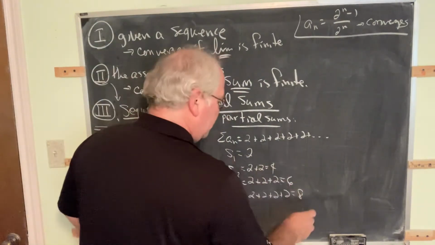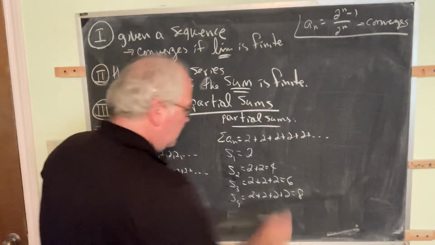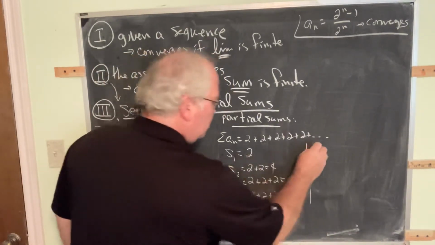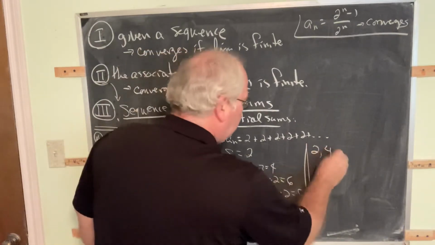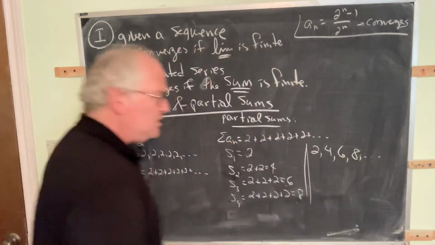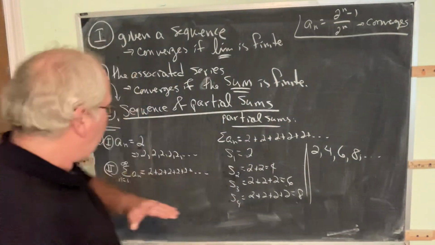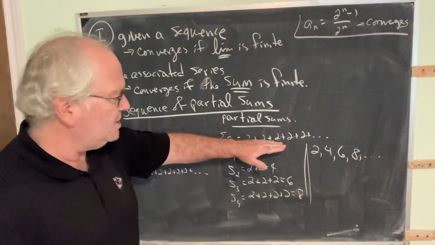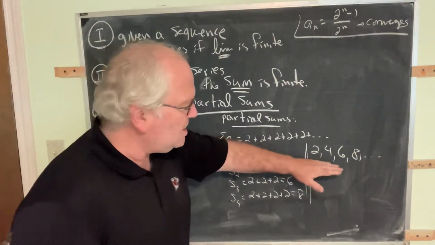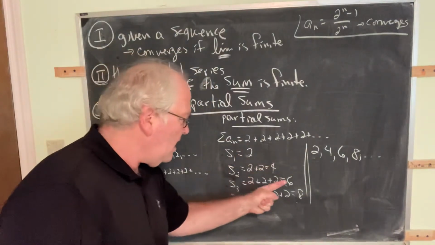The new sequence that we've created is, let's write it over here, 2, 4, 6, 8, and that sequence will continue. This is the original sequence. Here's the original series, the associated series, and this is the sequence of what? This is the sequence of partial sums.